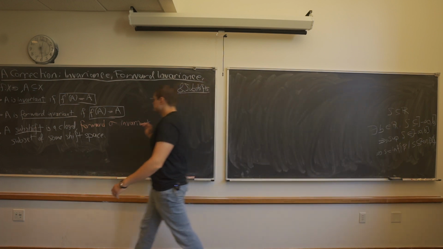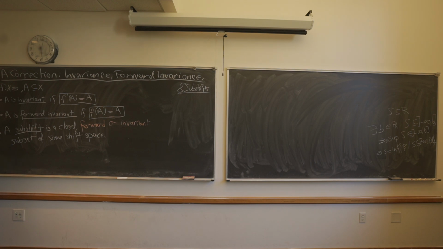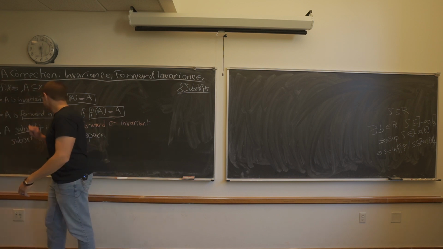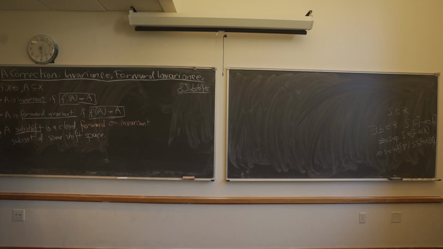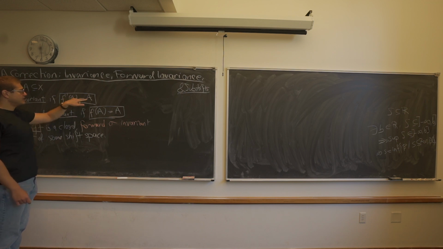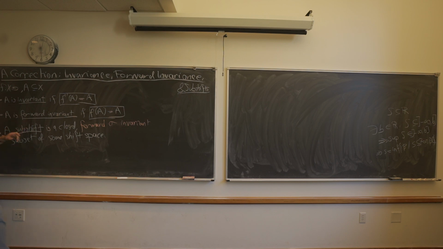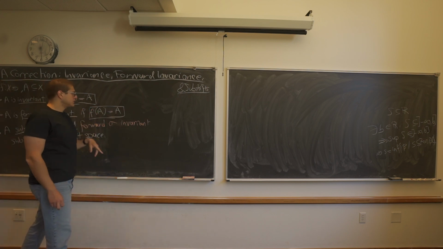A correction. Last time we were discussing this notion of invariance and subshifts. I made a mistake, so I want to correct it. If I have a set and a function defined on it, f, so it's a dynamical system, and I take a subset, A is invariant if the preimage of A under f equals A. This is a new definition now. A is forward invariant if the image of A under f is A.